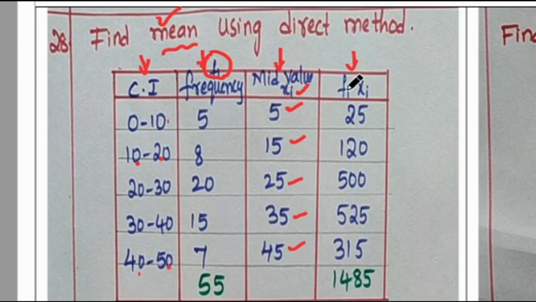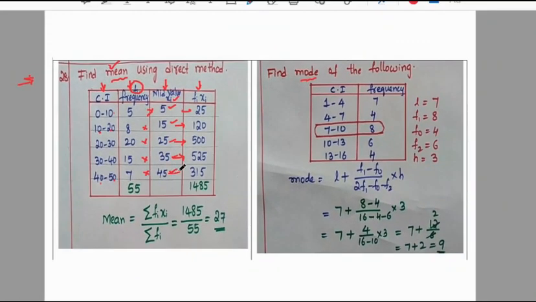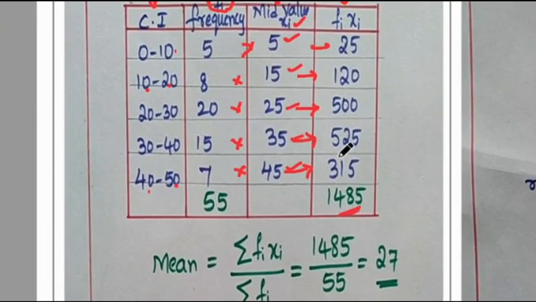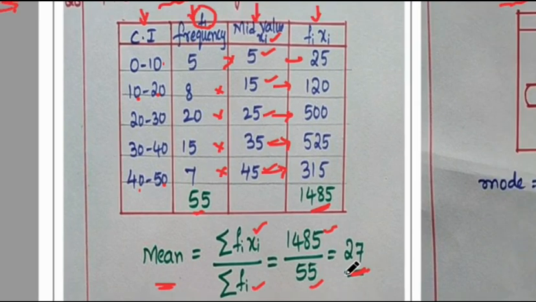We have to multiply f and x. 5 5s are 25, 8 15s are 120, 20 into 25 is 500, 15 into 35 is 525, and 7 into 45 is 315. Sum of all these fi xi is 1485, and sum of frequency is 55. We all know the mean formula: sigma fi xi by sigma fi. Sigma fi xi value is 1485 and sigma fi is 55. 1485 divided by 55 is 27.